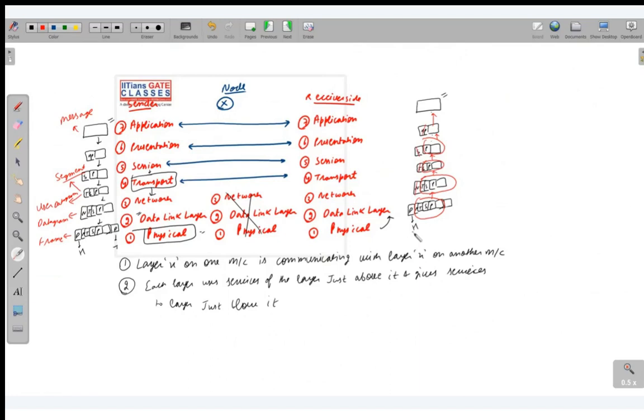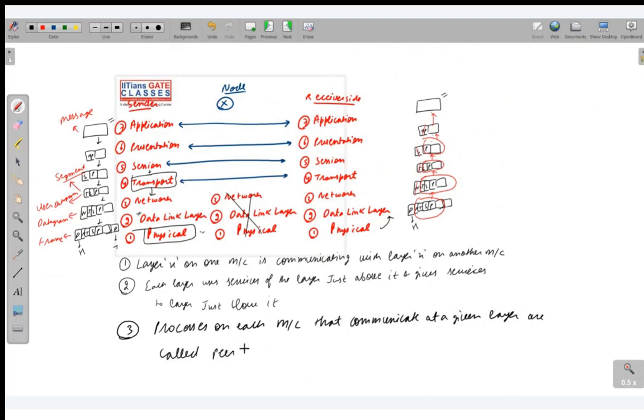Processes on each machine that communicate at a given layer are known as peer-to-peer processes. These terms are very, very important. Processes on each machine that communicate at a given layer are called peer-to-peer processes. So actually processes are communicating. Roughly we have said that layers are communicating, but layers cannot communicate. So actually processes are communicating, and these are known as peer-to-peer processes.